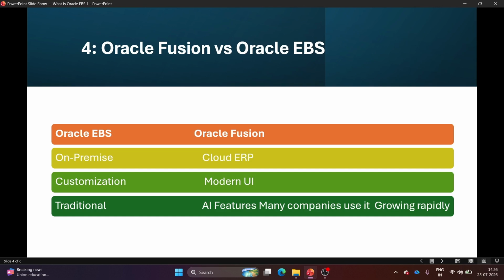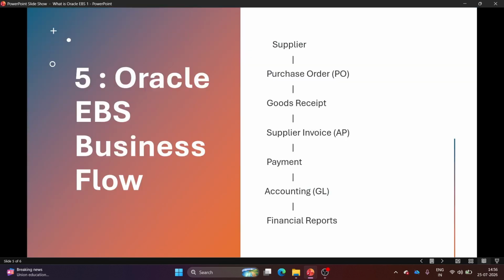So we have seen the differences between Oracle EBS and Oracle Fusion. Now let's discuss the Oracle EBS business flow. We'll move on to the next slide. Starting with supplier: supplier and purchase order, goods receipt, supplier invoice and payment, accounting, financial reports. So we have seen the Oracle business flow.